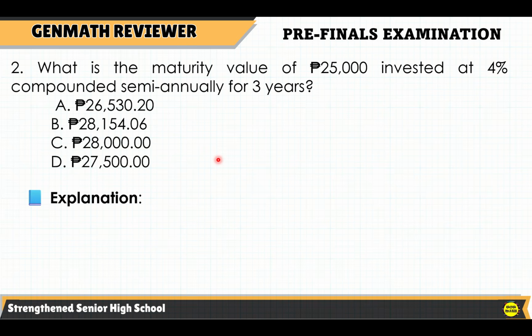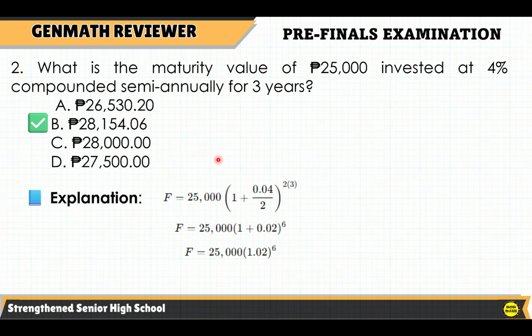So what do you think is the answer? So you can use your scientific calculator for that. If you memorize the formula for getting the future value of a compound interest, it is compounded semi-annually. So what is the answer? The correct answer is letter B.